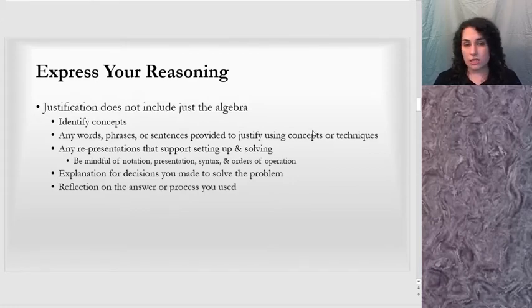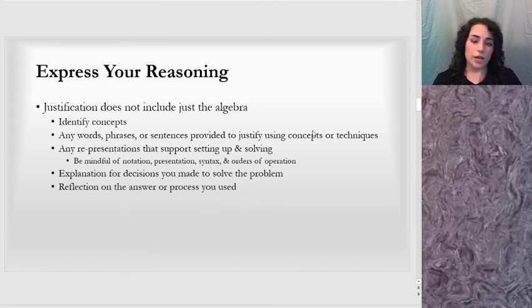Include any words, phrases or sentences provided to justify using these. For instance, in projectile motion, if you see "at the top," that means the velocity in the y direction is 0, since it's reached the vertex of its motion. Those words mean things, right? We can recognize phrases in the problem statement that justify using concepts and techniques. Why did I plug in 0 there? Well, the words told me something. Also include any representations that support setting up and solving.